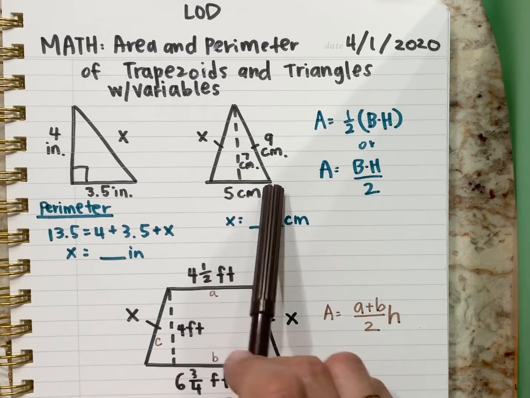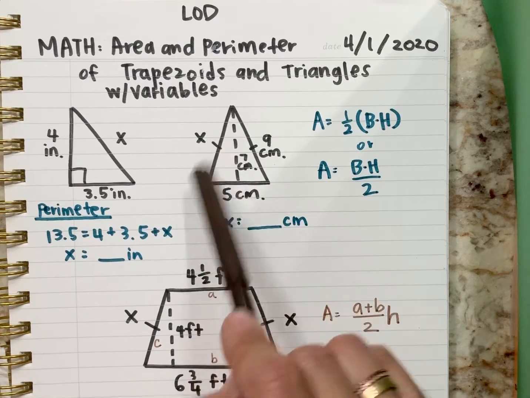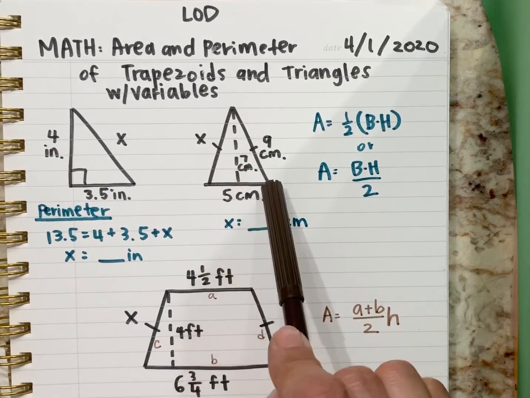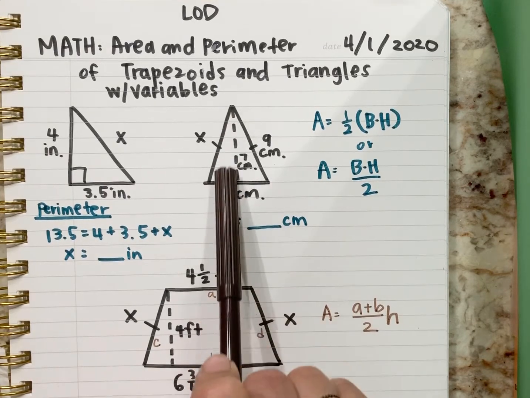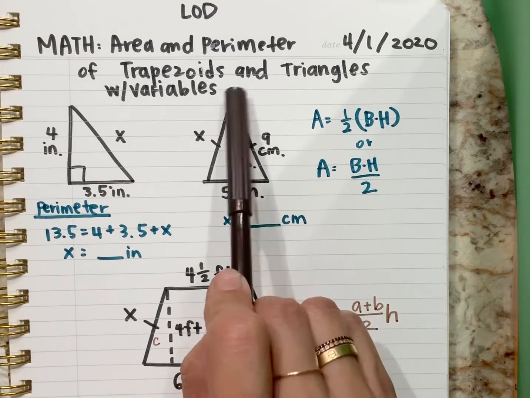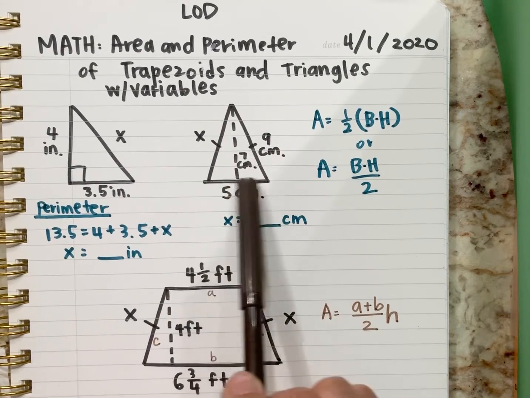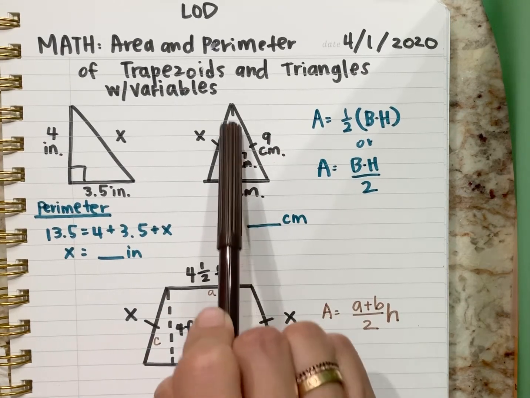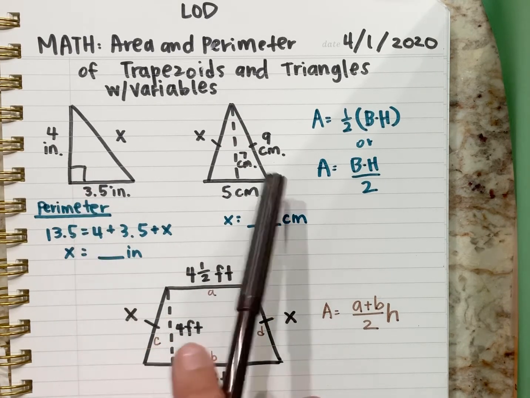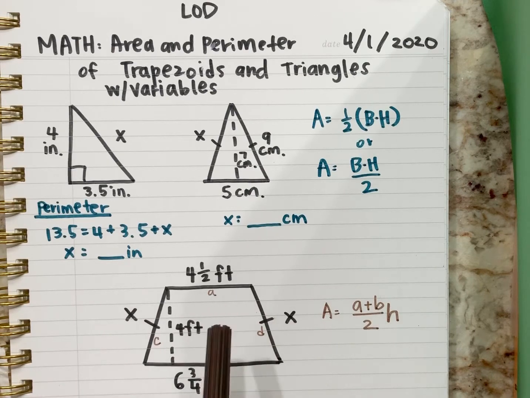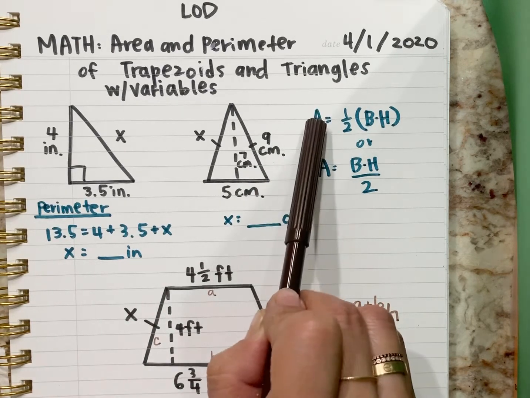Now, this is not a right triangle, and so you are not going to use any of these lengths or measurements as the height. Here you see that dotted line. That is the height you will use. So here, one measurement is 9 centimeters, the base is 5, and then the height here is 7 centimeters. So for both triangles, please give me the value of x and the area.